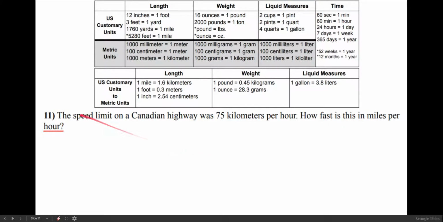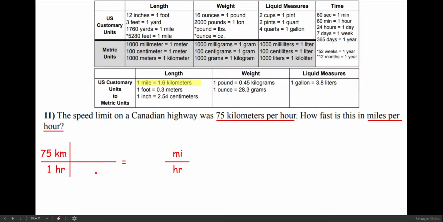Let's look at 11. The speed limit on a Canadian highway was 75 kilometers per hour. How fast is this in miles per hour? So this is more like what we've been working on before: 75 kilometers per 1 hour. We ultimately want it to be in miles per hour, so the hours are good. We need to change kilometers to miles. Kilometers to miles is right over here: 1 mile equals 1.6 kilometers.